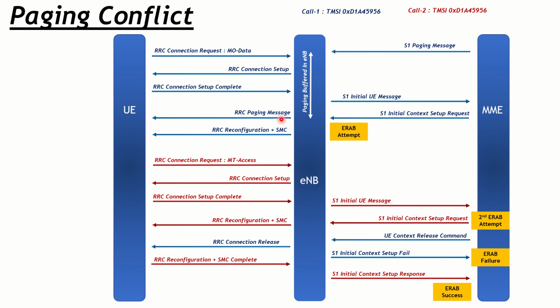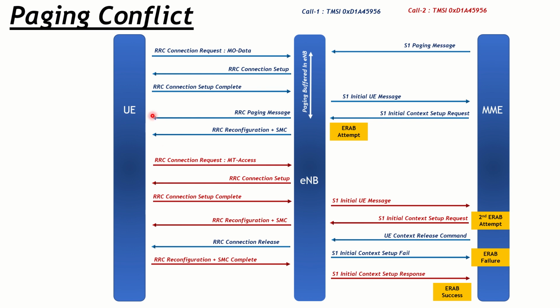Now, if this paging message is sent to the UE before the ERAB setup has been done, the UE will think that it needs to respond to this paging message and it will just go back to RRC connection request saying MT access. MT access is the response of RRC connection request, mobile terminating access.